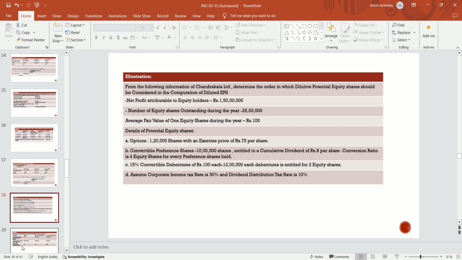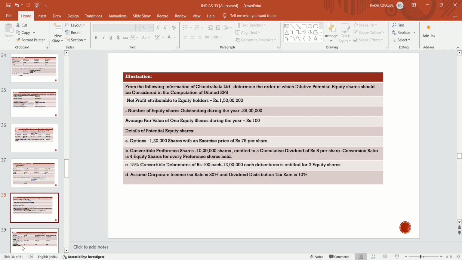So firstly, net profit attributable to the equity holder for calculating the basic EPS is 1 crore 50 lakhs. Number of equity shares outstanding during the period is 25 lakhs. Average fair value of one equity share is rupees 100. Now details of potential equity shares are also given in order to calculate the diluted EPS. Options are given: 1,20,000 shares with an exercise price of rupees 75 per share. In this, exercise price and fair value are both given.